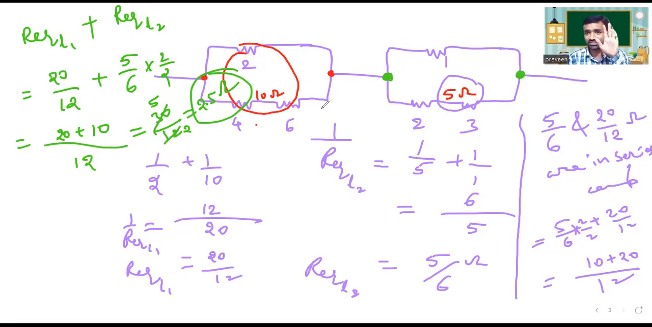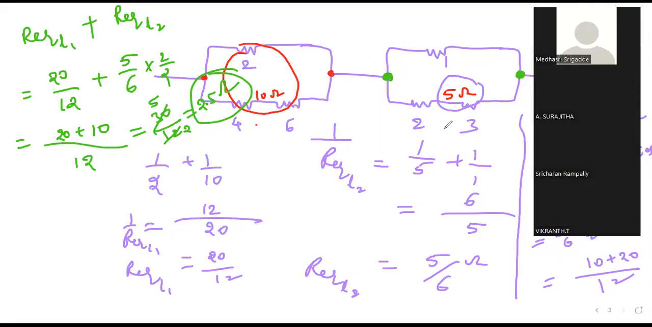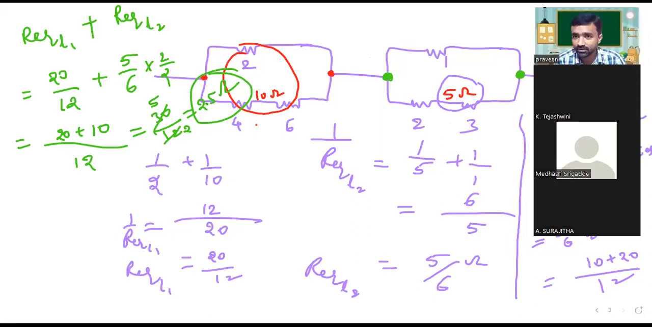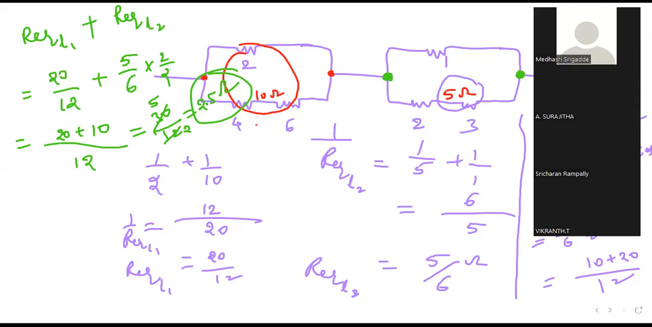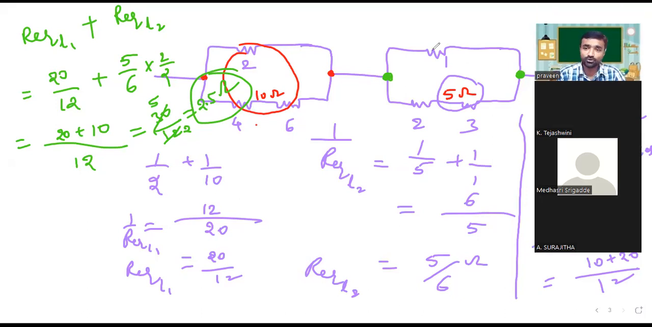Is this logic okay for identifying series and parallel combinations in circuits? This logic will help you: branches and junctions. Whatever it may be, if it is not helping you, find your own logic. What I said: series combination, single path; parallel combination, multiple paths. Again, you require junctions.